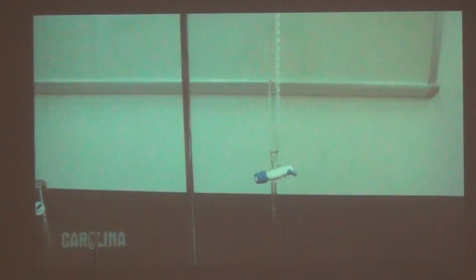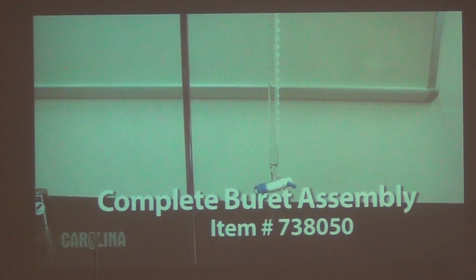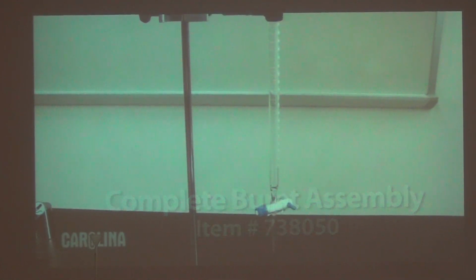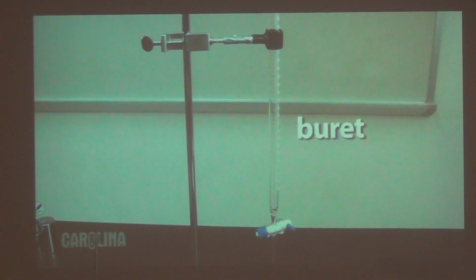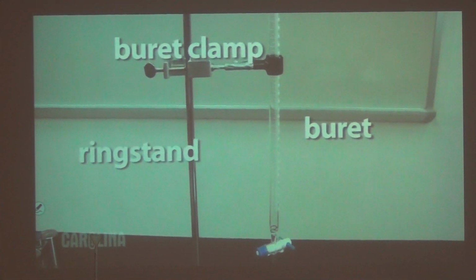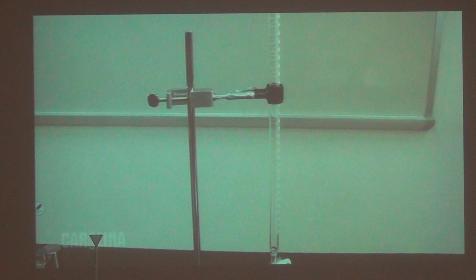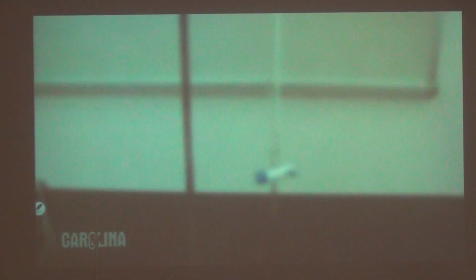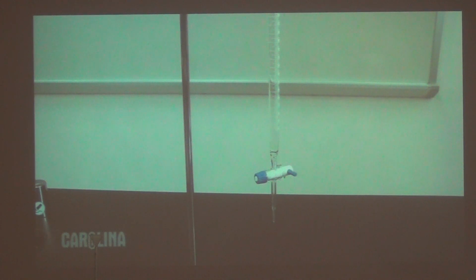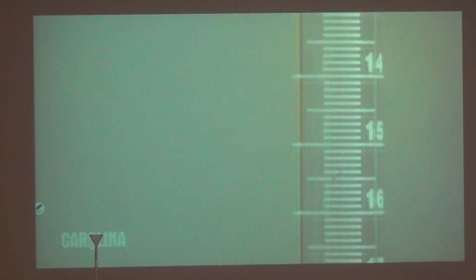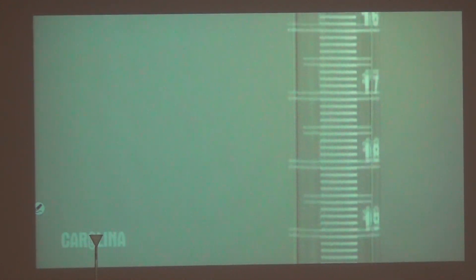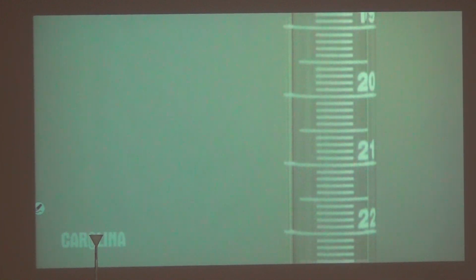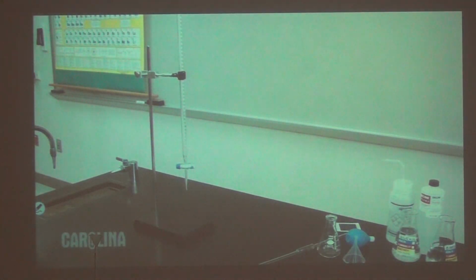Let's review some of the equipment that's needed for a titration. Carolina's complete Buret assembly contains the basic equipment to get you started, including a Buret, ring stand, and a Buret clamp. A Buret is a long, narrow, graduated tube used to add titrant. It has a stopcock to regulate the flow of liquid. Notice that the markings on the Buret go from lowest at the top to highest at the bottom. The ring stand and Buret clamp are used to mount and secure your Buret.